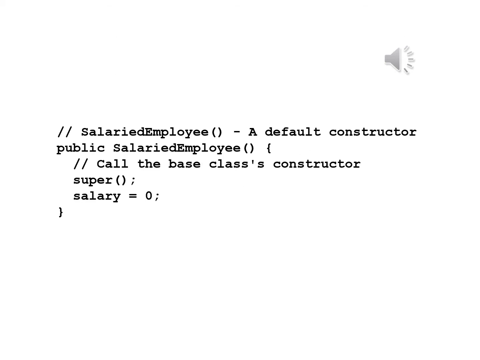The default constructor is fairly simple. Public SalariedEmployee. We call the base class's constructor with a call to super with no parameters because we're using the default constructor, and salary equals 0.